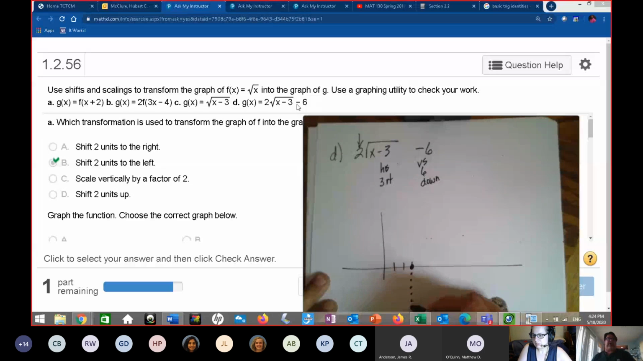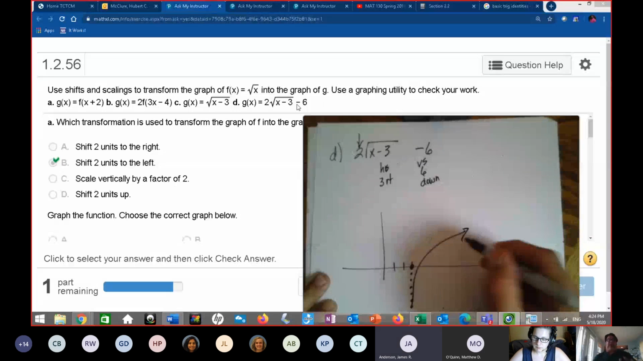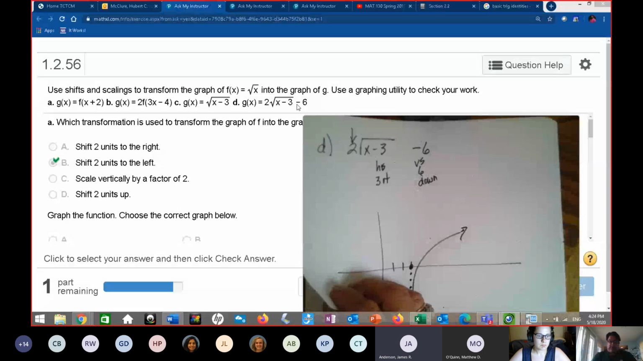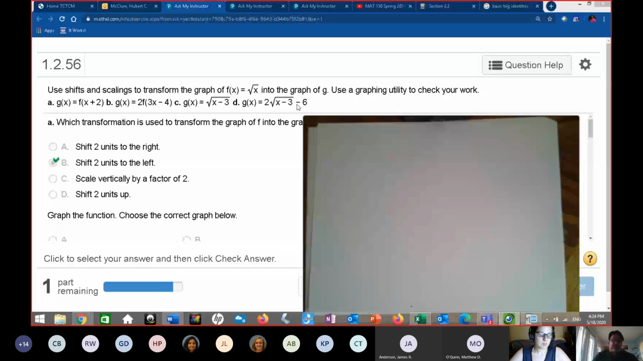I'll be honest with you, I like the question. I don't like the way that they have the 2f times 3x minus 4. To me, that's a little bit misleading. But I like the other questions. Those are good questions. Okay, I will get your logarithm question done as soon as possible, and then we'll present that first at the next class.